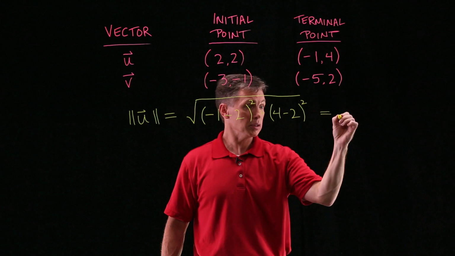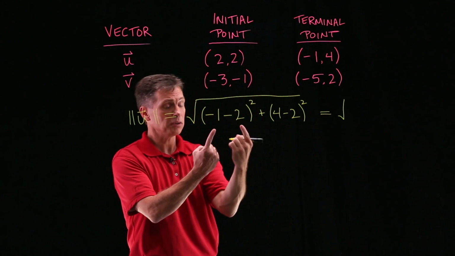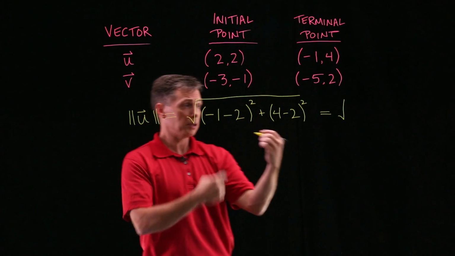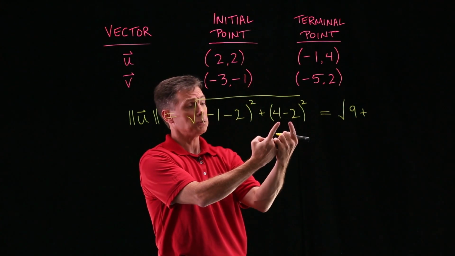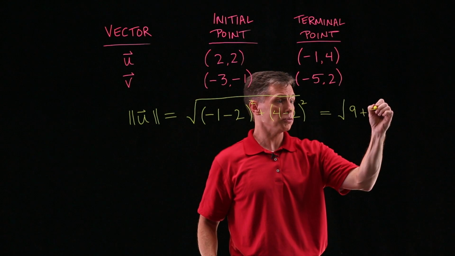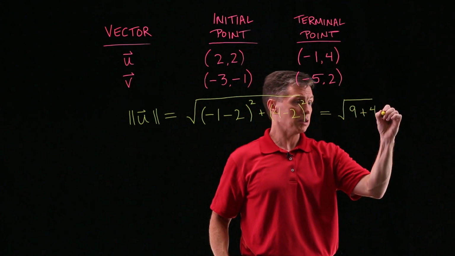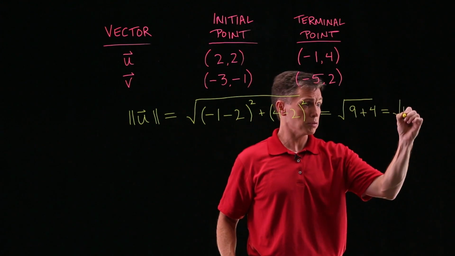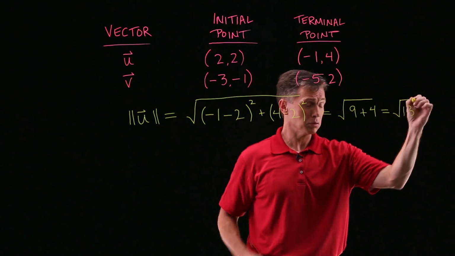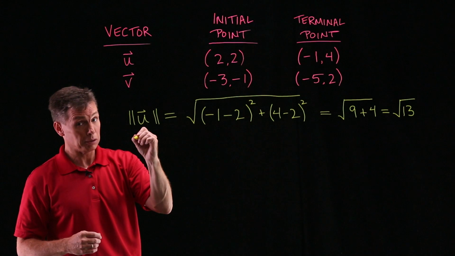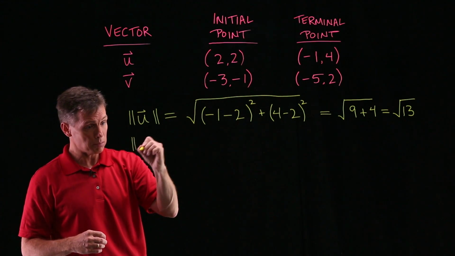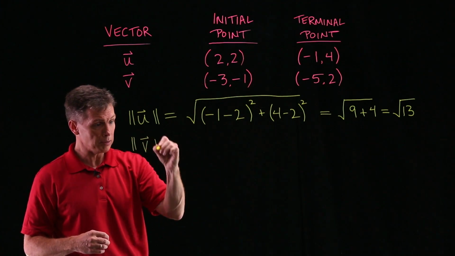And that's all under my radical hat. So this looks like it's going to be the square root of minus 3 squared is 9 plus 4 minus 2 is 2, but squared is 4. And I'm getting an answer of the square root of 13, which I don't need simplified at all or a decimal equivalent. I'm good to go, because all I really want to do is compare that to the magnitude of v.